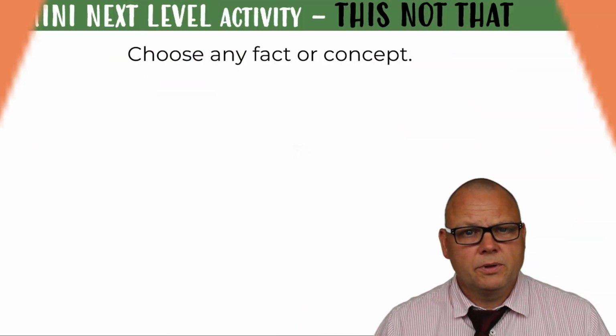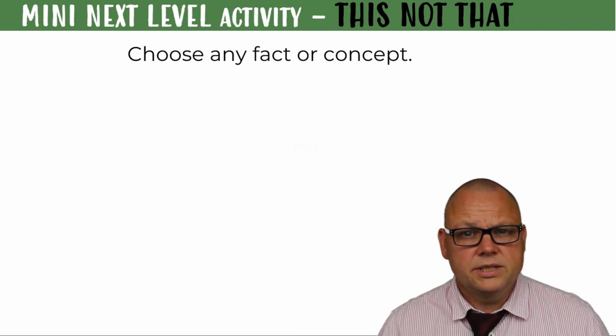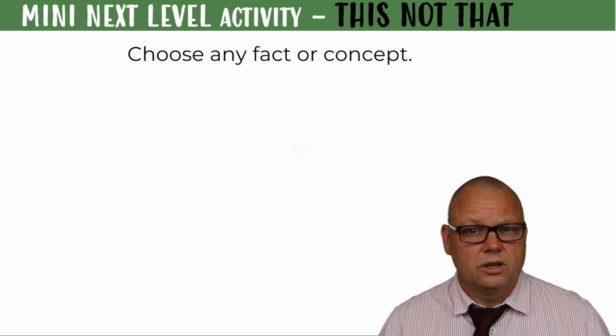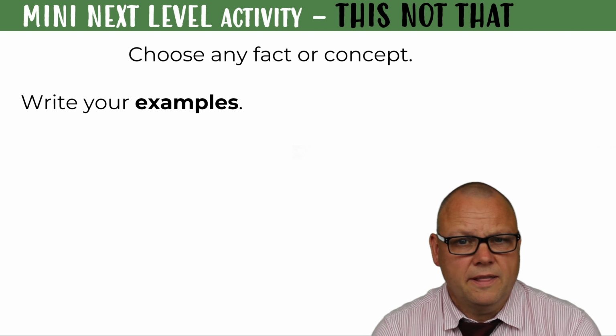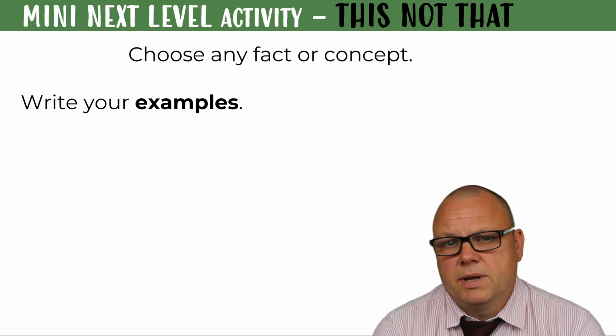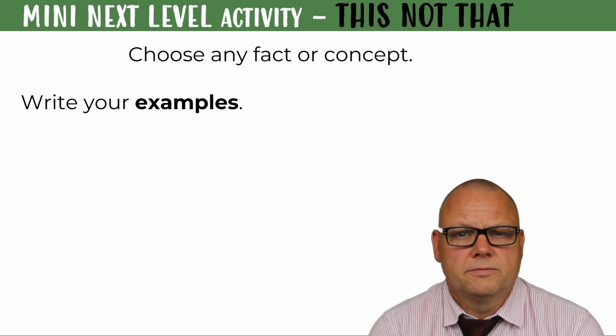How would we do it? Well, first of all, it's dead straightforward. You get a knowledge organizer or a textbook and you pick your concept or your fact to do the activity on. And then what you're going to need to do is simply think of some examples of that concept. You might spend 30 seconds or a minute, try to get 3 to 6 examples written down.